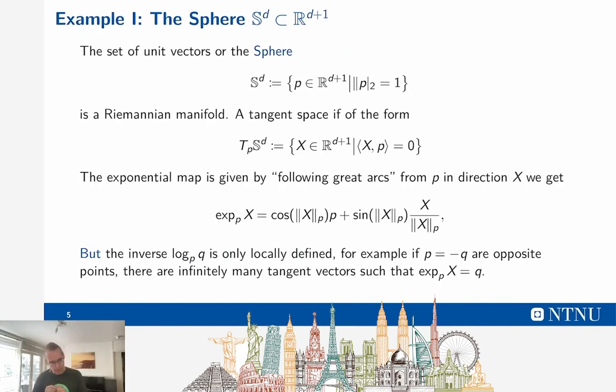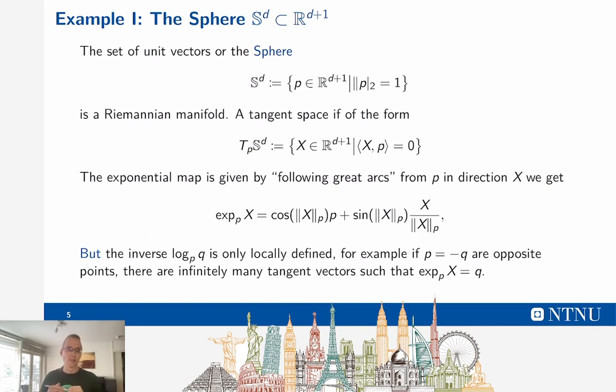The first example is the sphere. So that's the set of unit vectors in d plus one dimensional space. Then we have the sphere as d. For example, S2 in R3 would be just the surface of the sphere. And then the tangent space is just all vectors that are orthogonal to the point P. Or if we compute P plus the tangent space, we really have the tangent plane to the sphere.